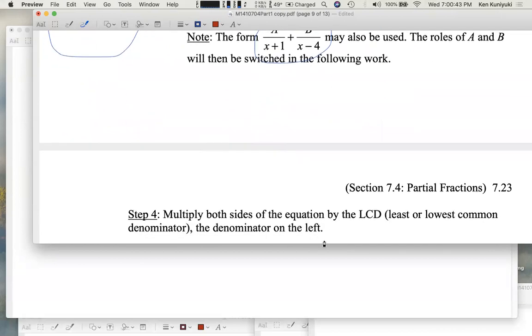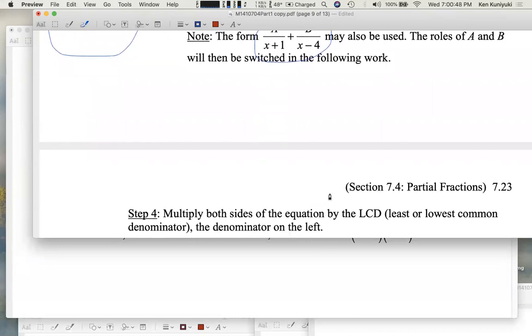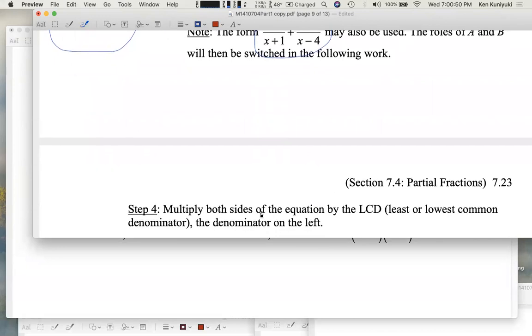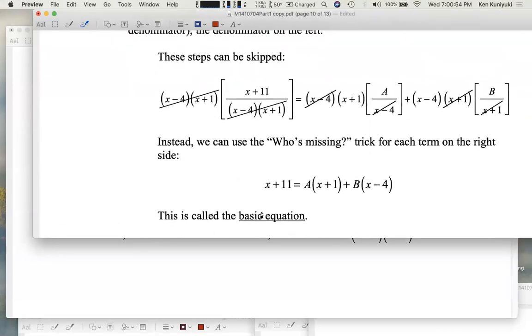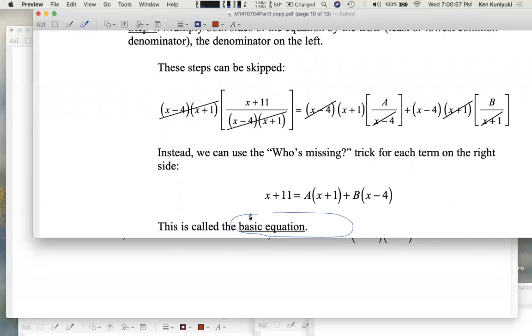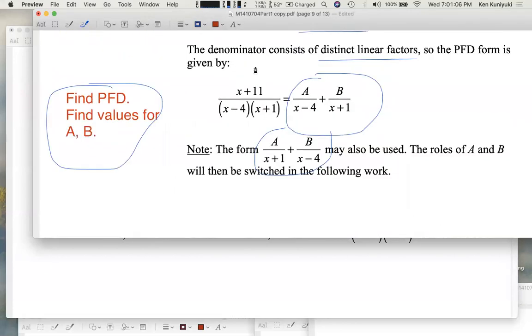Step 4. Okay, so how do we go about finding the PFD? First of all, we're going to have to find what's called the basic equation. All right, over here. And as part of your work on homework on exams, you are going to be required to state the basic equation. And in fact, if you write this down, I'll trust you that you'll be able to do the algebra in your head so that you can write the basic equation down directly from this.